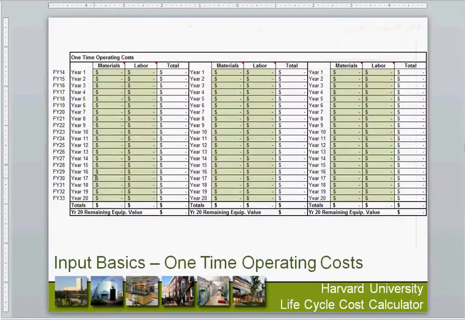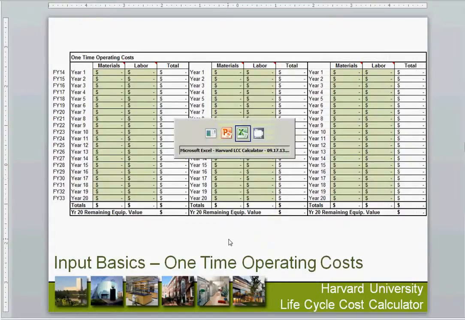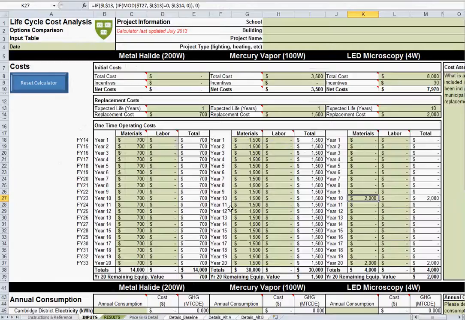We talked about one-time and operating costs and the inputs. One thing I do want to point out that is a difference: there's a reason we divide materials and labor, and that is the remaining equipment value in year 20, which I'm highlighting below. So if I spend $10,000 on something in year 15, and I expect that to last another 15 years, there's a value of that equipment that is remaining in year 20 that would be roughly equivalent to 10 years of its remaining life.